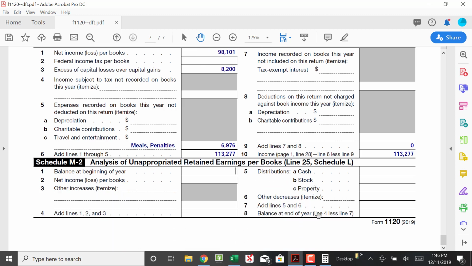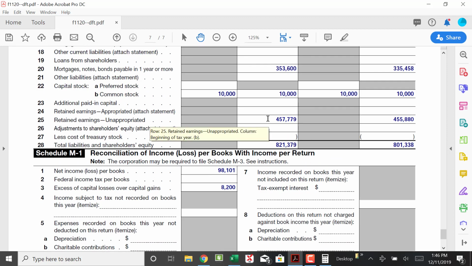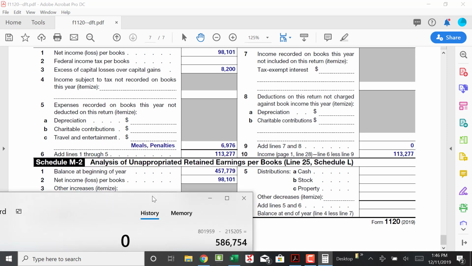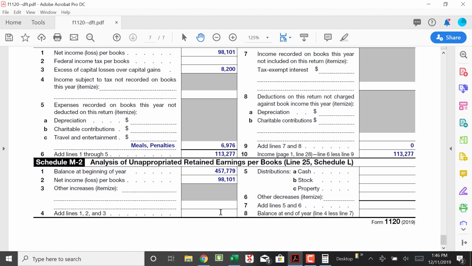Then we have the M2. This is the last part of the tax return, making sure that I'm closing out the income and distributions to my retained earnings. So I start with the retained earnings per the beginning of the year, 457,779. I add my net income per books, 98,101. And this functions the same way. We're adding stuff here, subtracting stuff here. So if I add those 2 things together, 457,779 plus 98,101, you get 555,880.